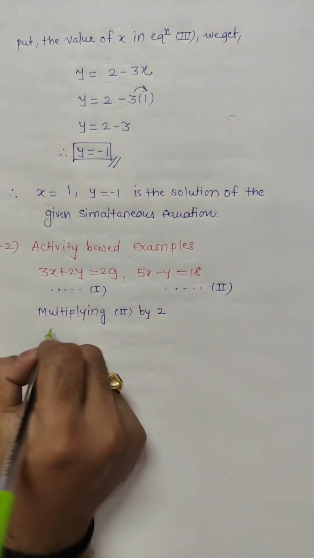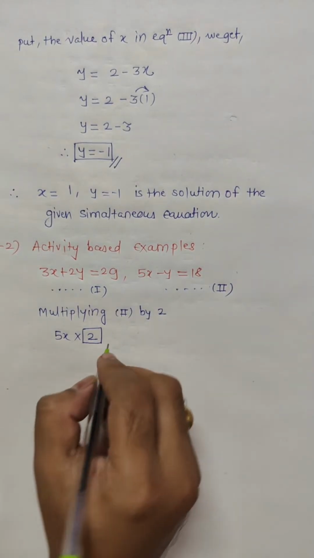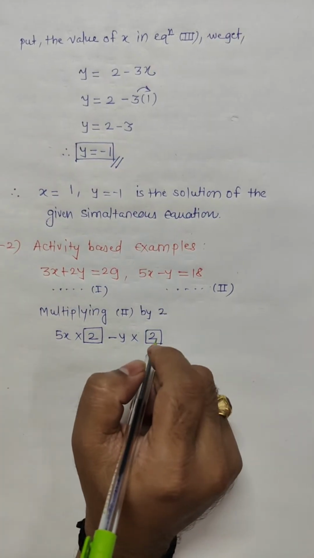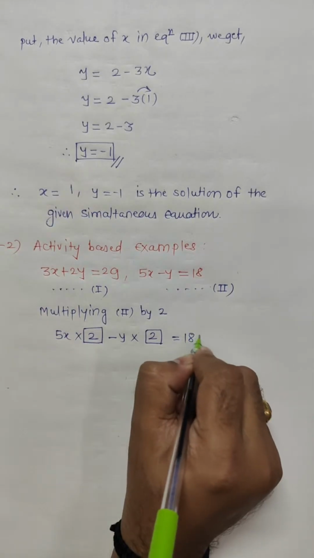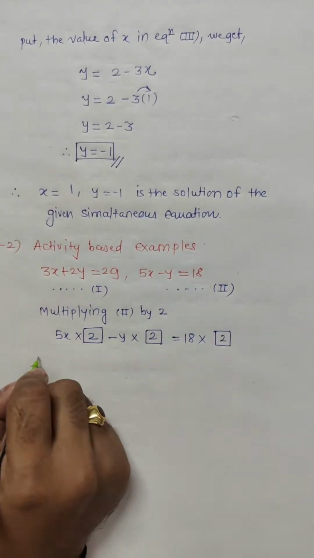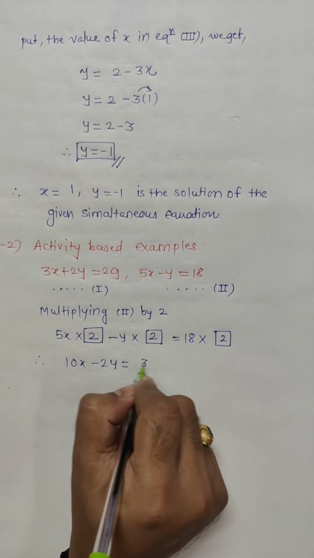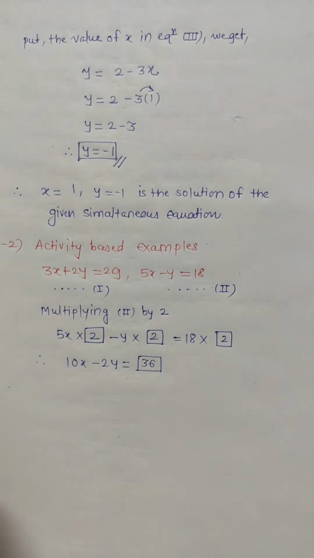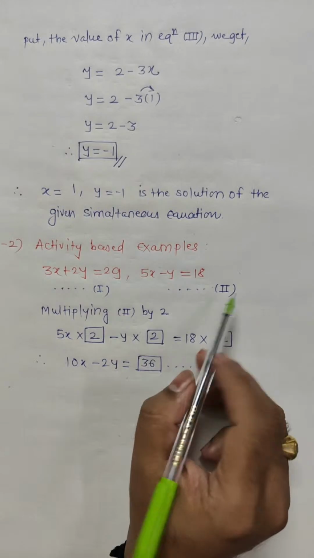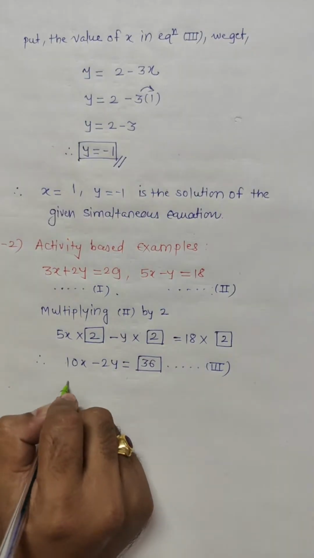So what will come out? 5x into 2, and in the empty box, minus y into 2, is equal to 18 multiplied by 2. So 10x minus 2y is equal to 36. This is equation number 3. This is equation number 1, 2, and this is equation number 3.